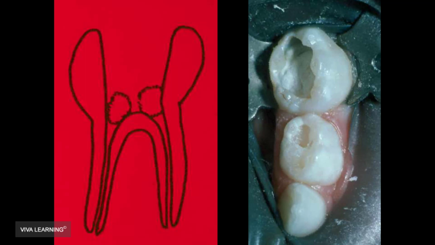The way that formocreosol works is it actually works on the actual vital nerve tissue, and it will fix those tissues. It actually mummifies those tissues. So in a moment we'll talk about another medicament that works in a totally different way, but it's important at the moment to understand that the mechanism of action of formocreosol is to mummify the vital tissues.